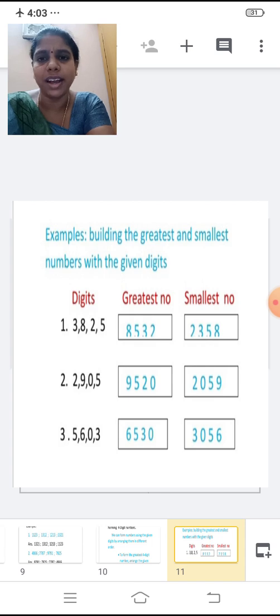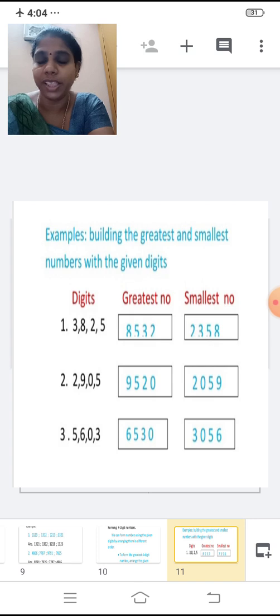Now tell me, what is the greatest number you can form from these digits? So you have to arrange the digits in descending order, right? From bigger to smaller. Now which is the biggest number? 9, right? 9, 5, 2, 0. So the greatest number that can be formed from the given digits 2905 is 9, 5, 2, 0. Clear, children? So now we'll build the smallest number from the given digits.